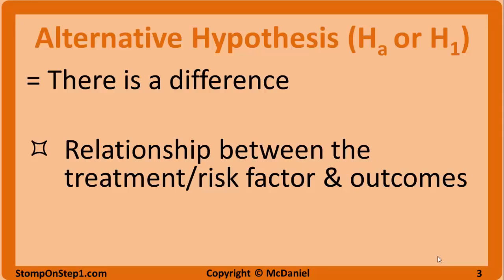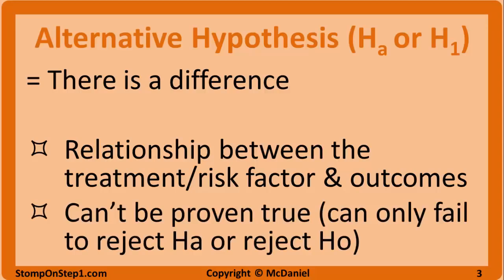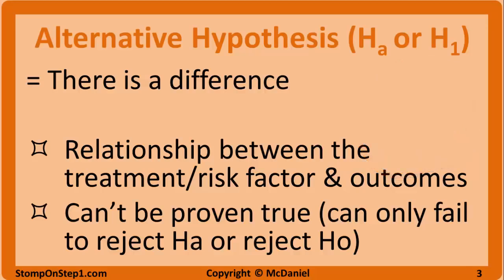This hypothesis states that there is a difference between groups. The research groups are different with regard to what is being studied. In other words, there is a relationship between the risk factor or treatment and the occurrence of health outcomes. Obviously, the researcher wants the alternative hypothesis to be true. If HA is true, it means they discovered a treatment that improves patient outcomes or identified a risk factor that is important in the development of a health outcome.